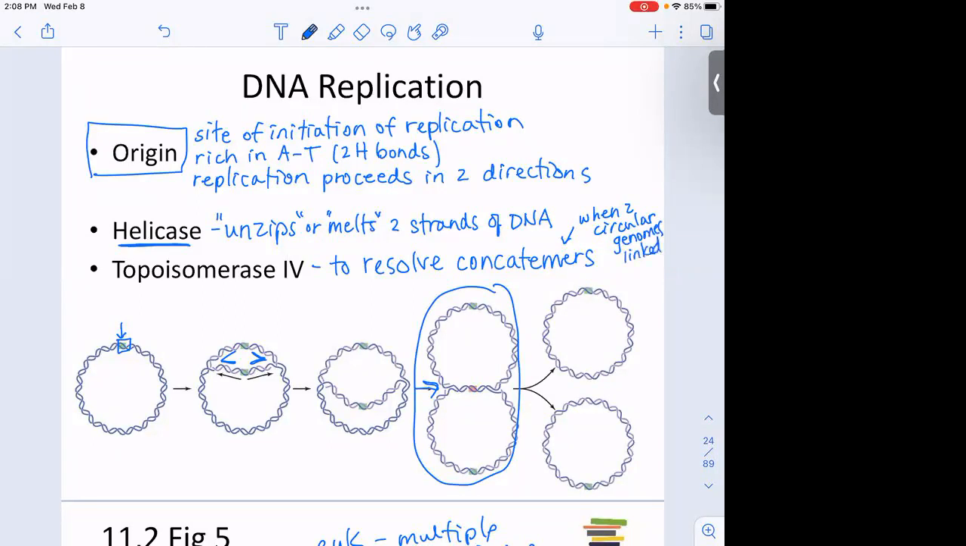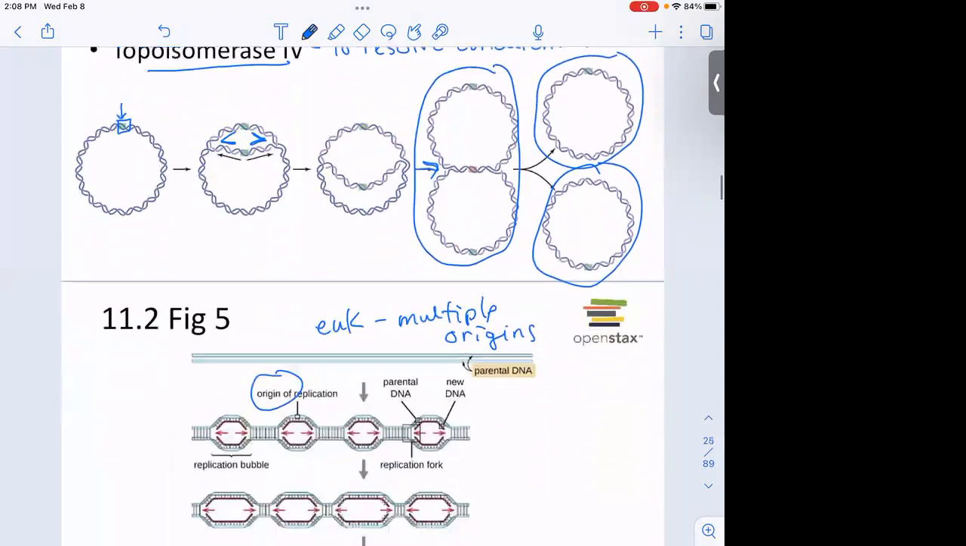Okay, so there has to be a way to basically unhook them from each other. So that's what this enzyme does. It resolves those concatemers. It makes a cut and seals it back up again so that we have two new genomes, one for each daughter cell. All right, so again, that topoisomerase 4 is going to be unique to prokaryotes because the eukaryotes don't have the circular genome. They don't have that specific problem. There are different kinds of topoisomerases, but this one in particular is prokaryotes only.